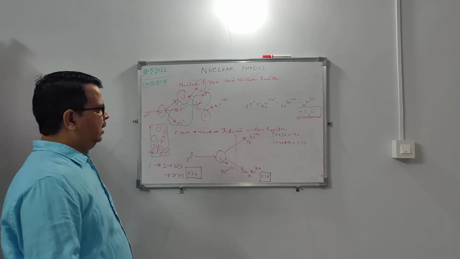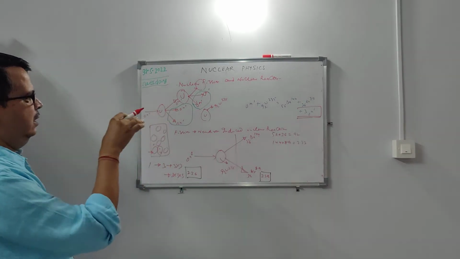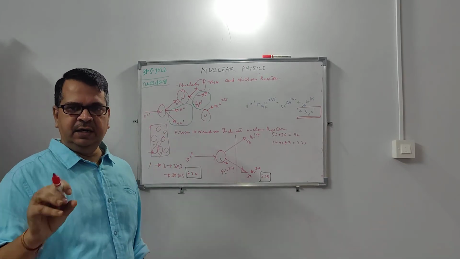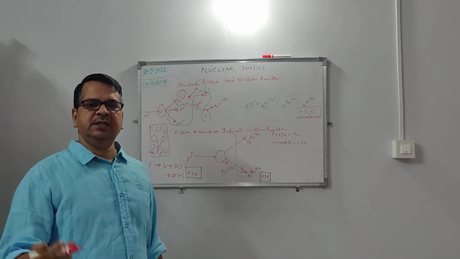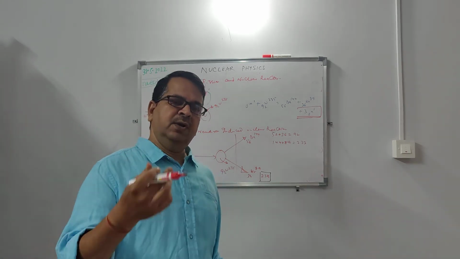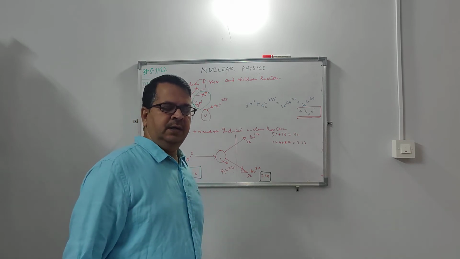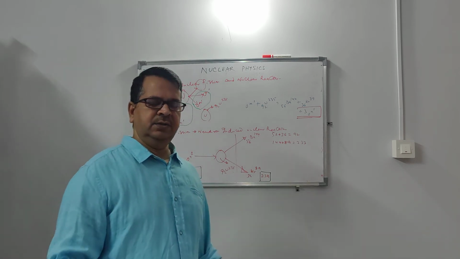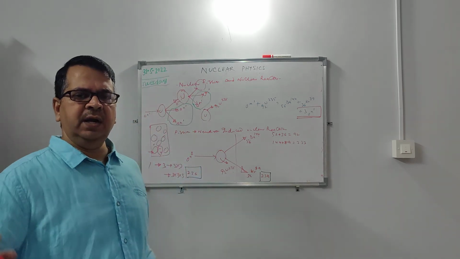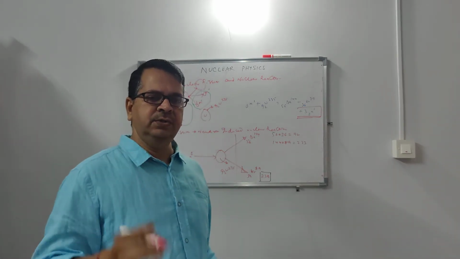And why are you getting so much energy? Because the mass is getting reduced, and by the principle E is equal to mc square, where c is the velocity of light. The velocity of light is 3 lakh kilometer per second, or 3 lakh meter per second. So c square multiplied by even 1 gram will give a huge amount of energy.